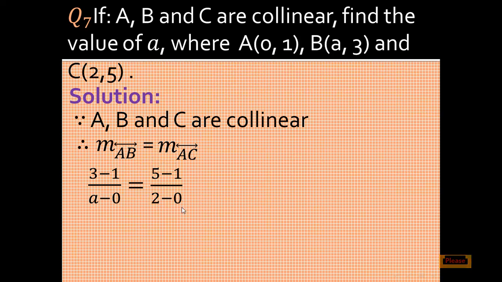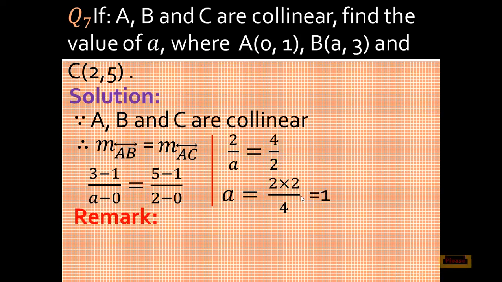A fraction equals a fraction, so directly cross multiply. Then 2 divided by a equals 4 divided by 2. Then a equals 2 times 2 divided by 4, which equals 1.